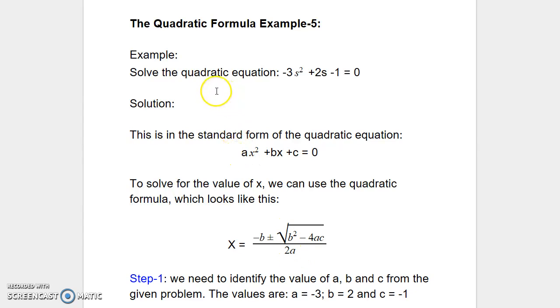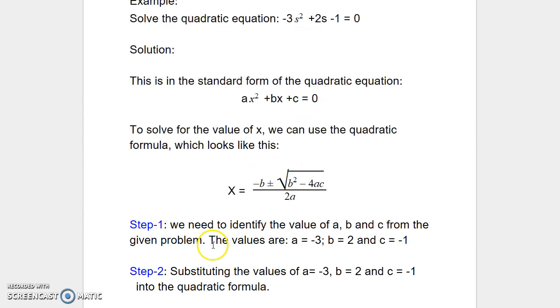In our case, we are going to solve for s. As a first step, we want to identify the values of a, b, and c. Once we have identified them, we will substitute those values into the quadratic formula. So let us start with step number 1. The value of a in our case is negative 3. The value of b is 2. And the value of c is negative 1.